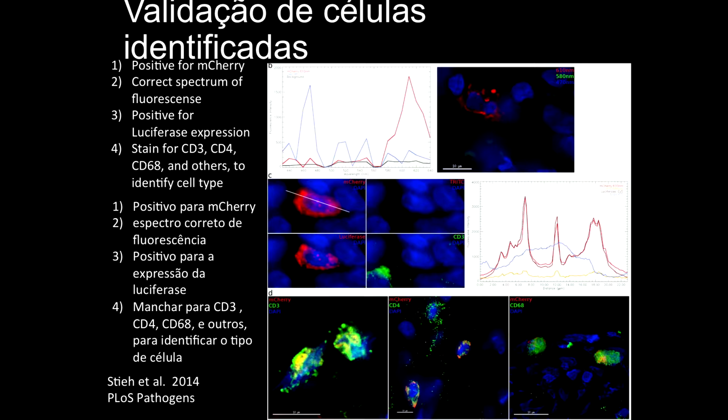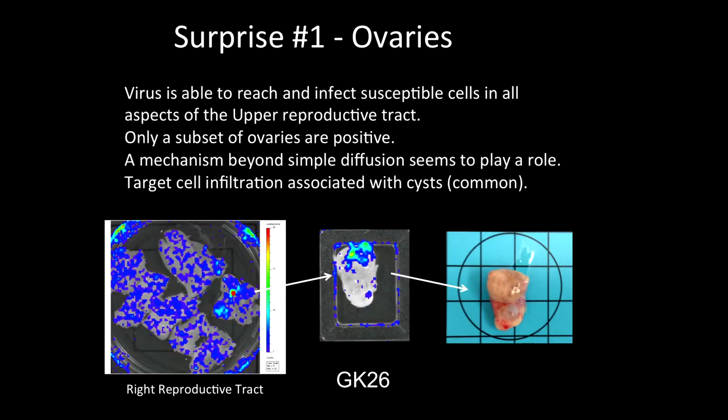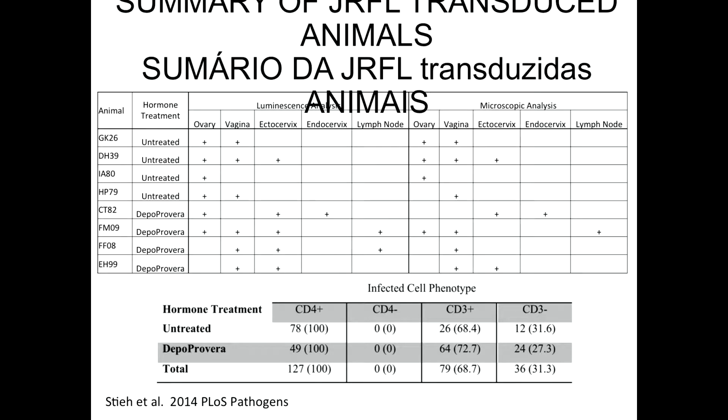This was all published a while ago, and now that we have these cells, we can stain for things like CD4, CD3, CD68, and see if they're macrophages, are they T cells, et cetera. One of the biggest surprises that came out of this first study was that we found the virus could make it all the way to the ovaries in the female reproductive tract. I don't have time to belabor this, but we keep seeing this again and again, and I think it's an important consideration for a number of reasons. Since this is published, this is just the primary data set from that paper.